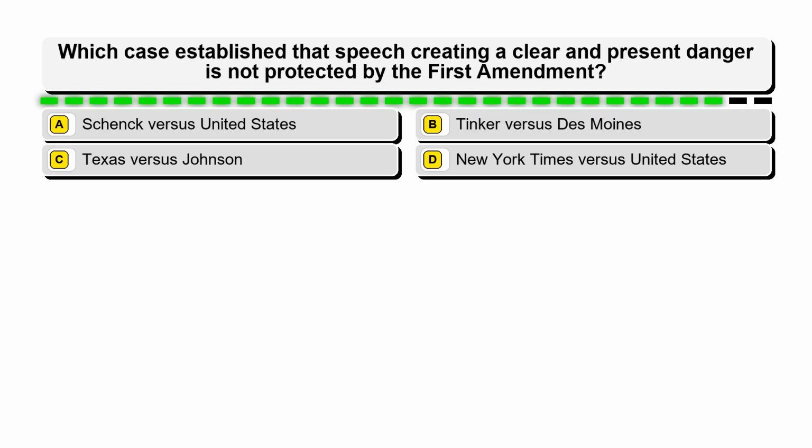Question 38. Which case established that speech creating a clear and present danger is not protected by the First Amendment? Option A, Schenck v. United States. Option B, Tinker v. Des Moines. Option C, Texas v. Johnson. Option D, New York Times v. United States.